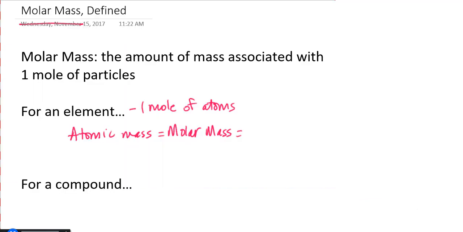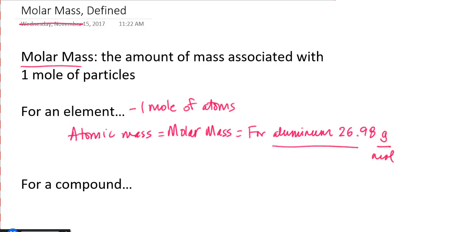However, even though for aluminum the atomic mass is 26.98 AMU, if I want to create a conversion factor that interrelates moles and grams, then I need the units to reflect that. So I would report out the molar mass of aluminum as 26.98 grams per mole.